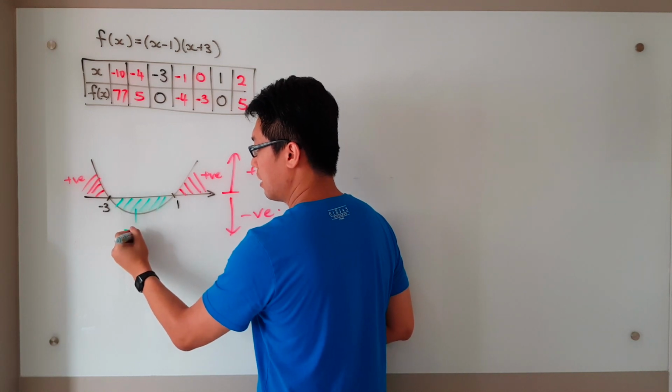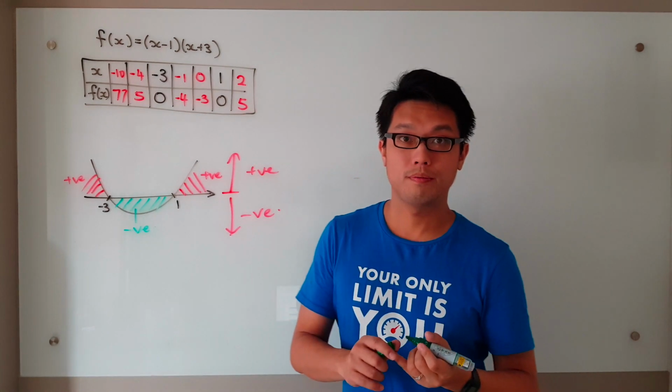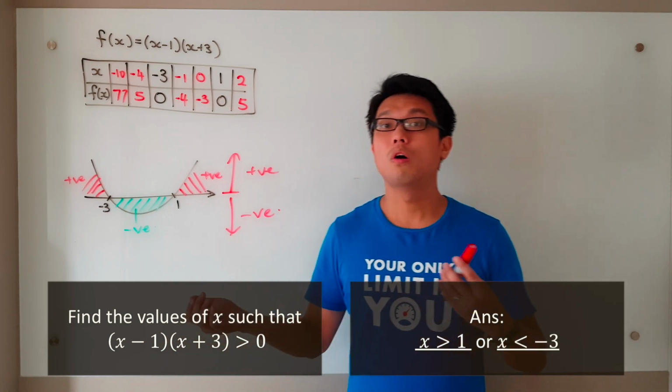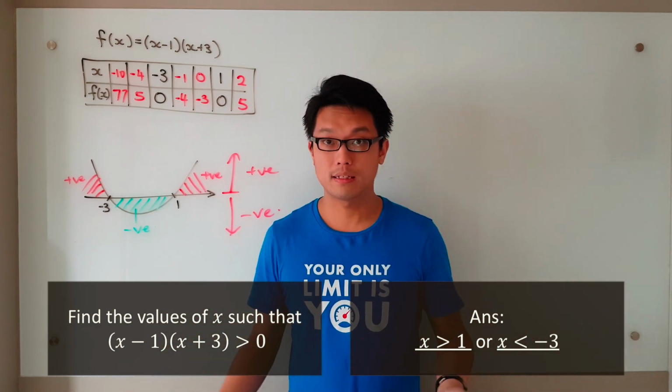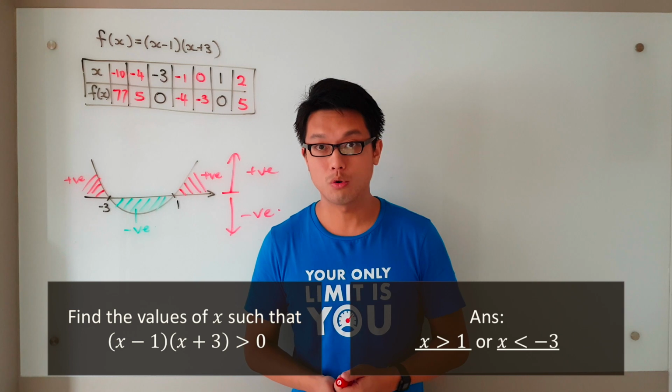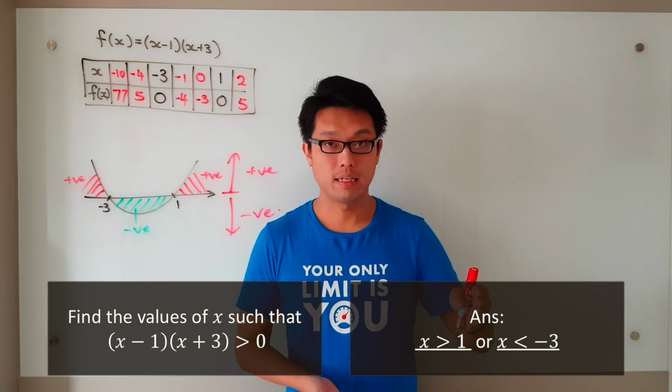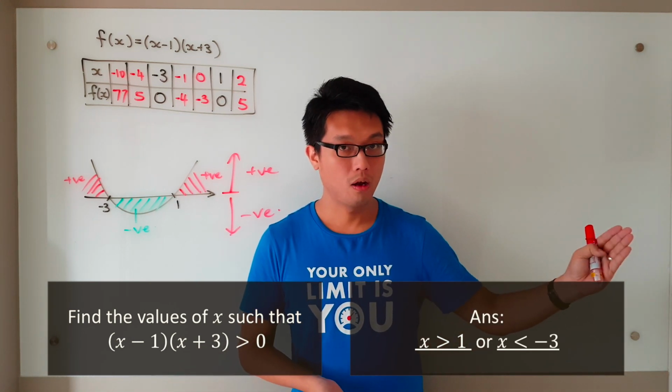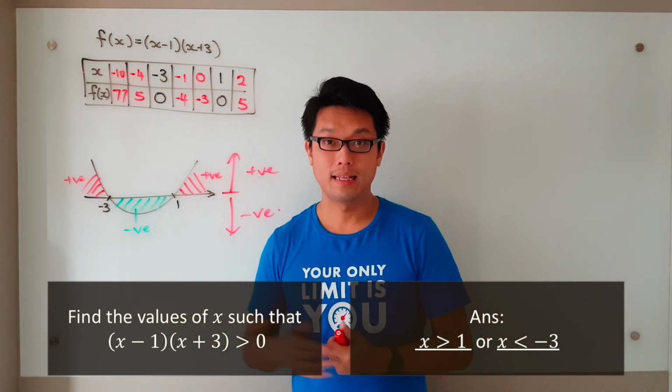is a negative value. So answering the question from just now, what is the range of values of x such that f(x) will be greater than 0? The answer would be x greater than 1 or x less than -3.